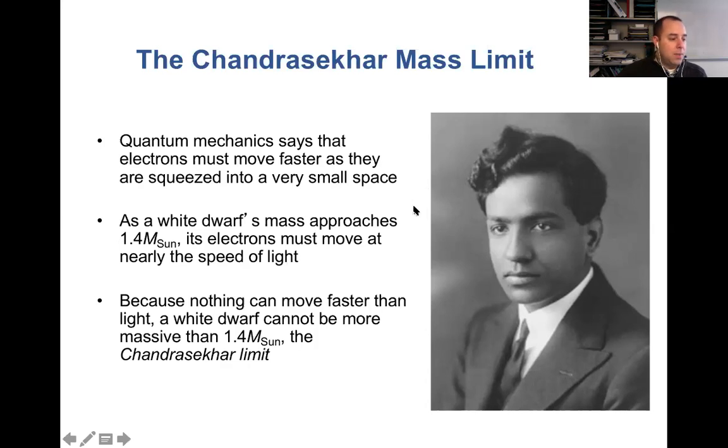And so, interestingly, as a white dwarf's mass approaches this fundamental limit, 1.4 solar masses, its electrons must be moving so fast that above 1.4 solar masses, you can't actually add any electrons to the mix, because the next one that you add will be moving faster than the speed of light. And that cannot happen. That is a fundamental speed limit of the universe. Nothing can go faster than the speed of light. And so there is a limit, at 1.4 solar masses, beyond which you cannot support anything by electron degeneracy pressure. And we call it the Chandrasekhar limit.